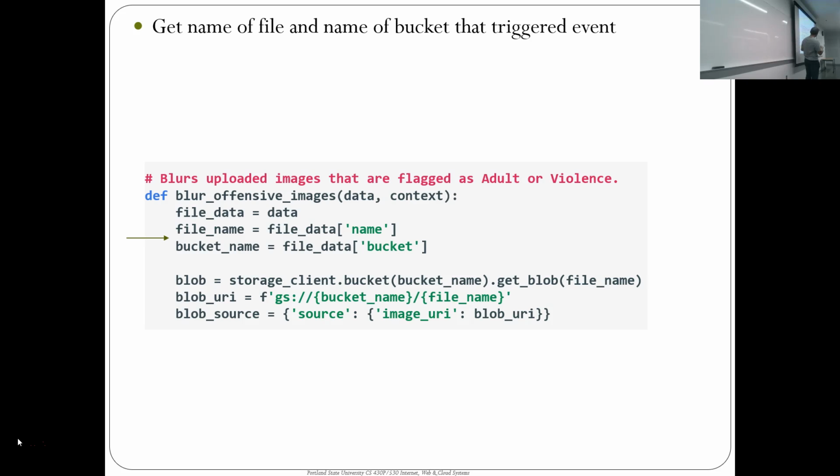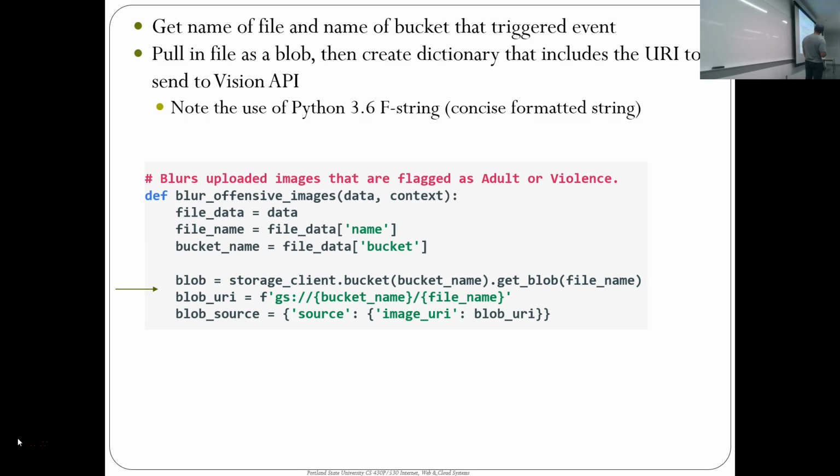And then I'm going to basically get that blob, the contents of that blob, into my program. I'm going to specify the URI as gs:// bucket name and file name, and then create this dictionary, blob source. I'm going to do this so that I can then detect whether or not this has an offensive image. So this is just setting up some bookkeeping information, is the next step.